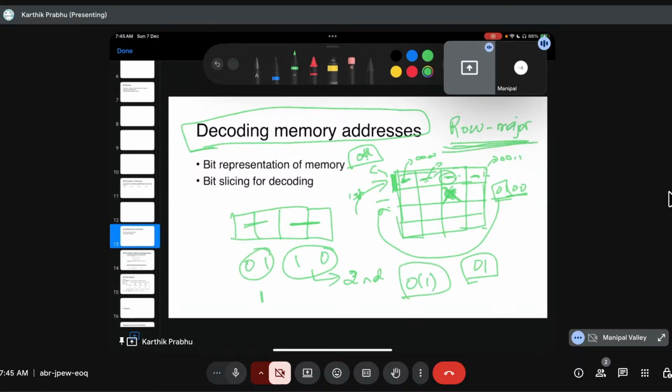If you stored it in column major order, then this bit slicing would not be possible. So this bit slicing is very useful. So I hope you understood how bit slicing works.